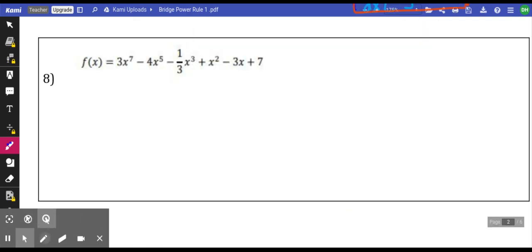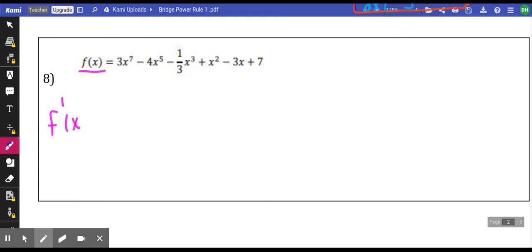All right, number 8. So let's just go through each piece and take its derivative. So f of x becomes f prime of x. Okay, I'm going to take the exponent, bring it down. 7 times 3 is 21. x to the 6, so subtract 1. So remember, you're bringing it down, multiply numbers next to each other, then subtract 1. Minus, take the exponent, bring it down. 5 times 4 is 20. x, subtract 1, I get 4.